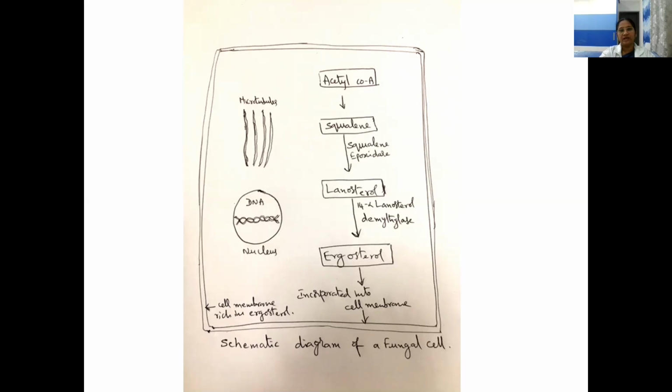Some drugs interfere with the synthesis of beta glucans. Some drugs interfere with microtubule formation, and some drugs inhibit squalene epoxidase. Other drugs inhibit 14 alpha lanosterol demethylase and inhibit the synthesis of ergosterol. In turn, it will inhibit the synthesis of the cell wall.